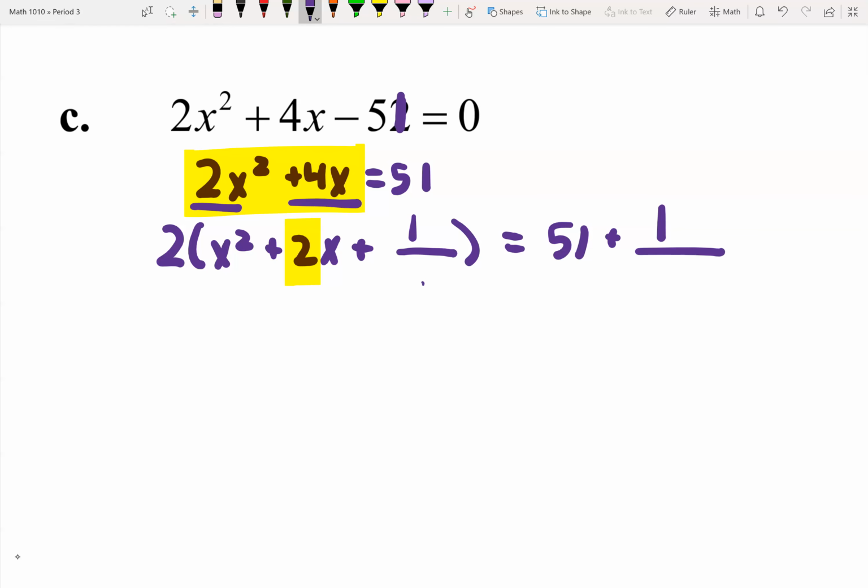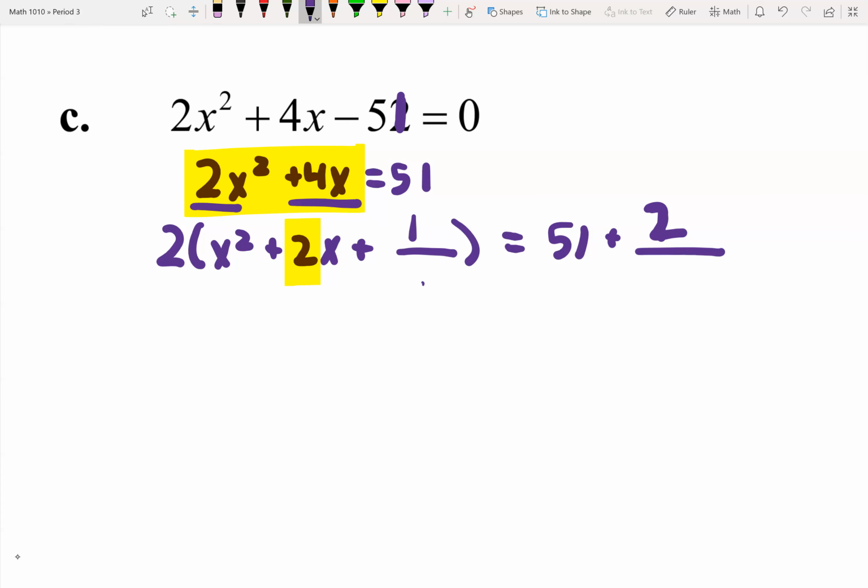So 2 times 1 is 2. So I'm not really adding 1, I'm really adding 2. So that has to be a 2. So if you take something out, your blanks will not match. Let me say that again. If you factor something out, your blanks are not going to match. Who says I understand that?